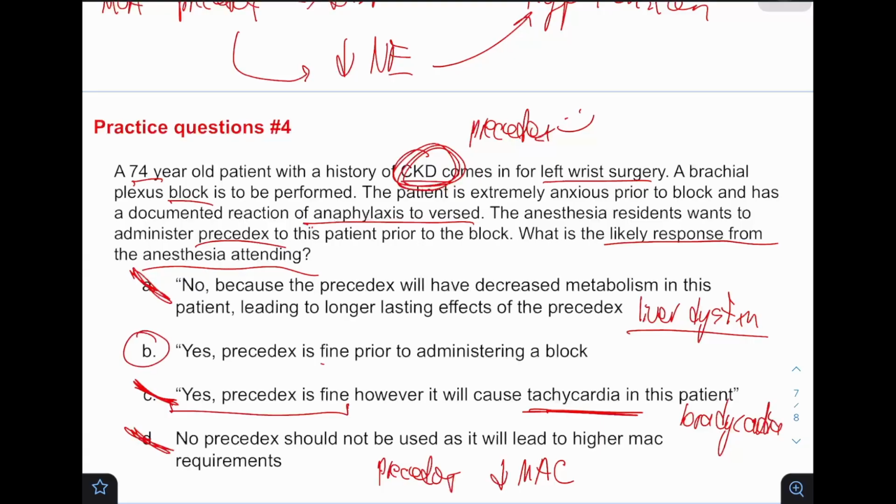Yes, Precedex is fine prior to administering a block, especially in this patient. Precedex is great for a little bit of sedation. So the anesthesia resident in this case was correct. You can give Precedex for this block. And with that, that pretty much covers everything you need to know about Precedex when it comes to your anesthesia exams.